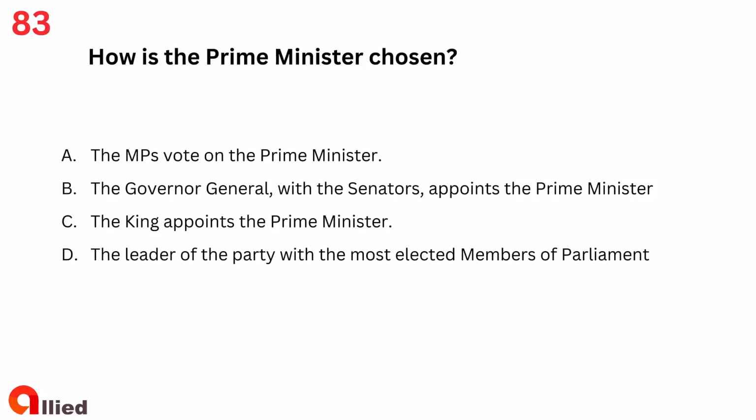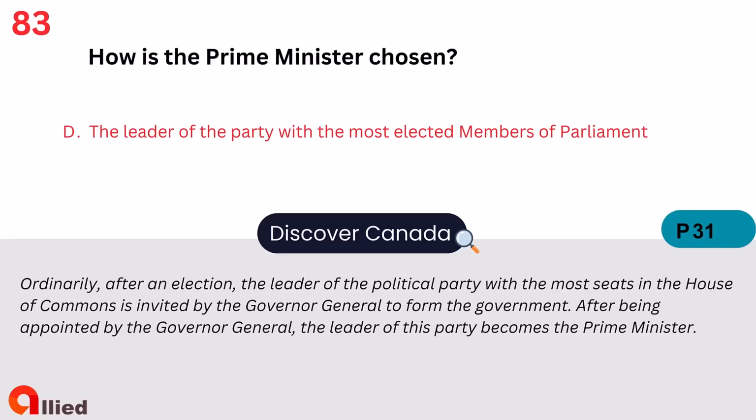Question 83. How is the Prime Minister chosen? A. The MPs vote on the Prime Minister. B. The Governor-General, with the Senators, appoints the Prime Minister. C. The King appoints the Prime Minister. D. The leader of the party with the most elected members of Parliament. The answer is D. The leader of the party with the most elected members of Parliament.